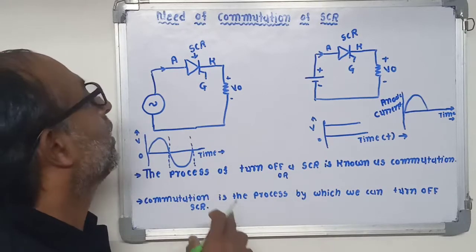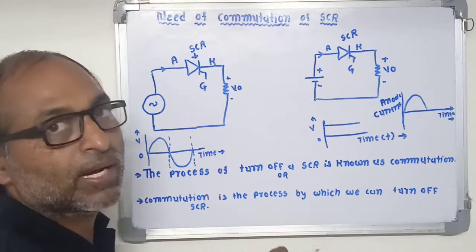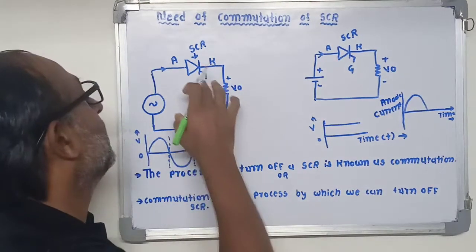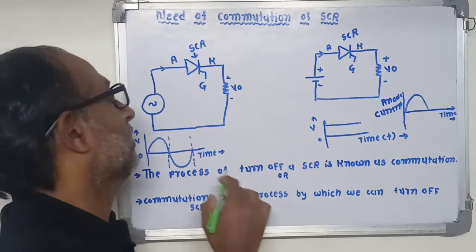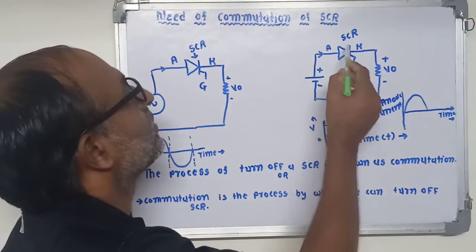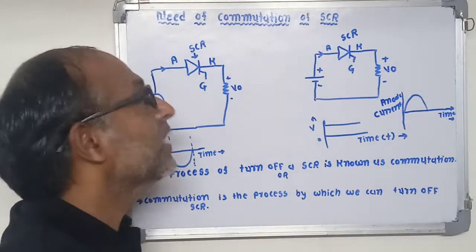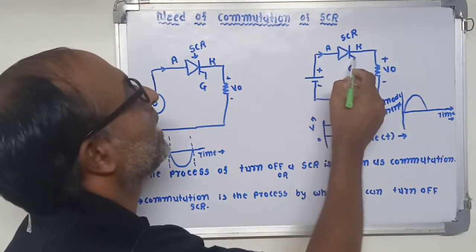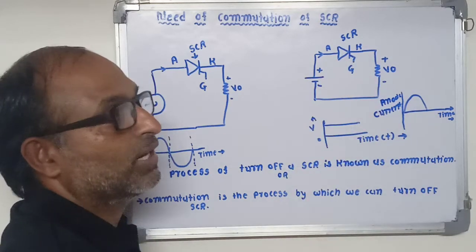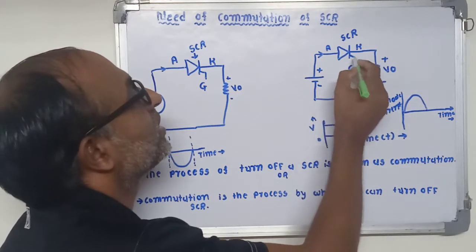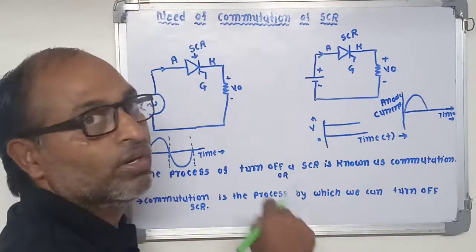So the SCR will again turn on by applying a gate pulse to the thyristor during the next positive half cycle. Similarly, when this thyristor is operated on DC supply, it will turn on by applying a gate pulse to the thyristor. Now if we remove this gate pulse, the SCR still remains in the on state.